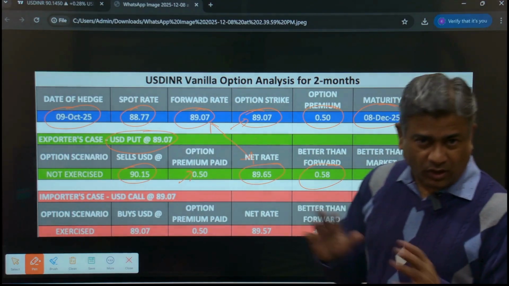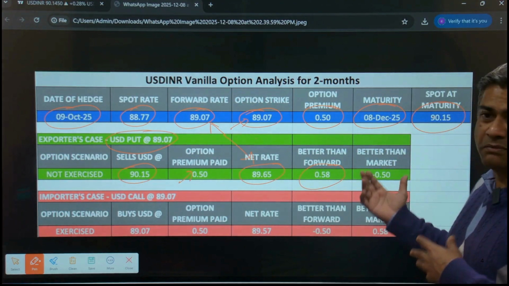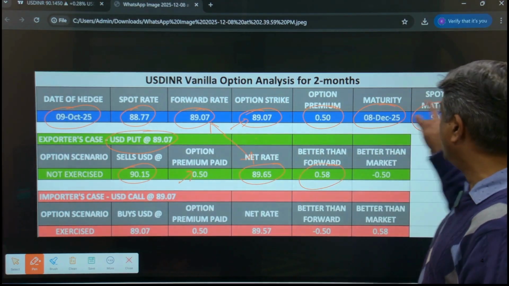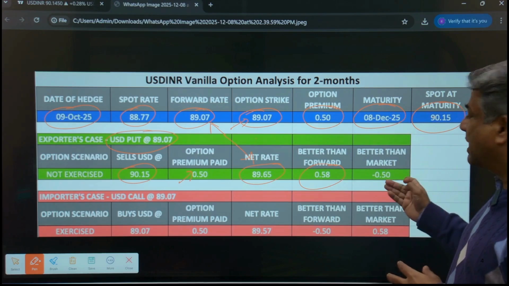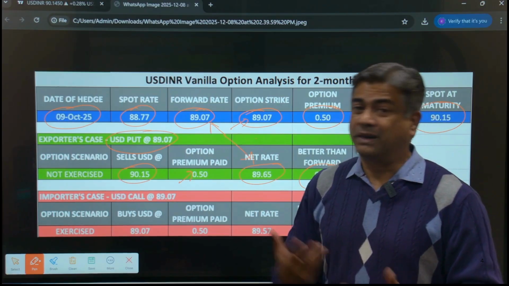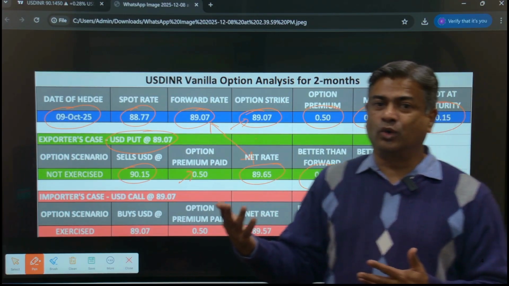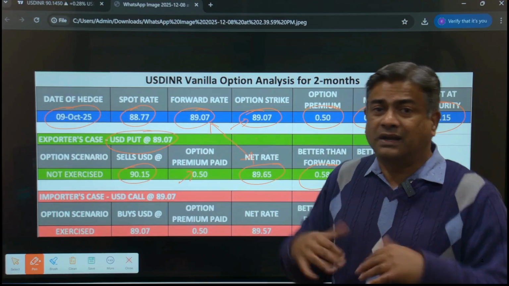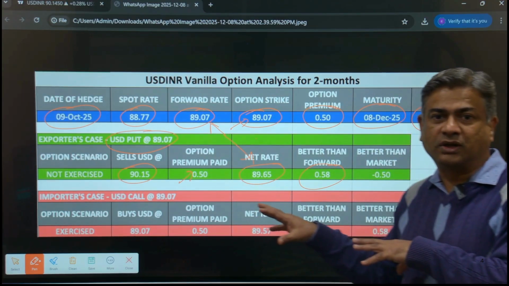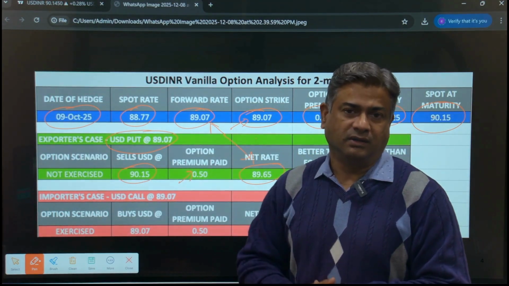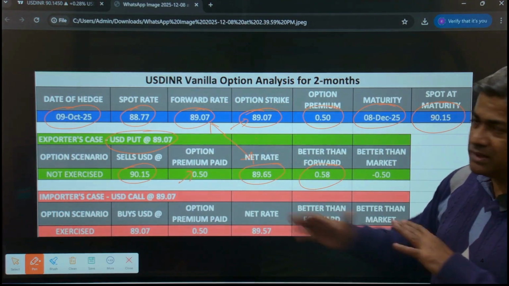Got it? But again, if you compare it with the market, then obviously if you wouldn't have done anything, you would have got 90.15. So from the market I am 50 paisa off, which is the option premium that I have paid. But as I said, where the market is going, only God knows, it's anyone's guess, no one has any idea. But in this scenario, for an exporter, doing an option would have worked far better than doing a forward. Now let's come to the importer's case.